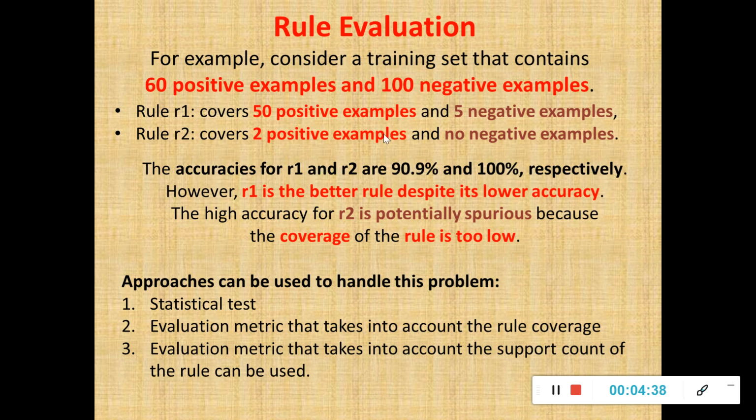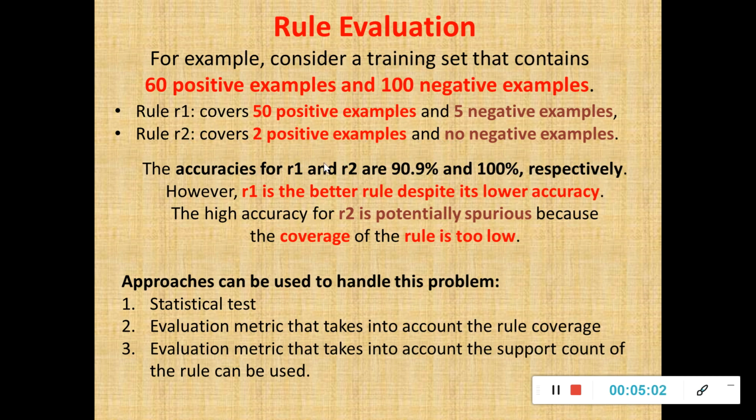For rule R2, 2 divided by 2, because negative examples are 0. Only positive examples I am supposed to consider, and the total number of examples is 2 because negative is 0. So 2 by 2 is 1, that means 100%. So the accuracy for rules R1 and R2 is 90.9 and 100 respectively. So I repeat how to calculate accuracy.